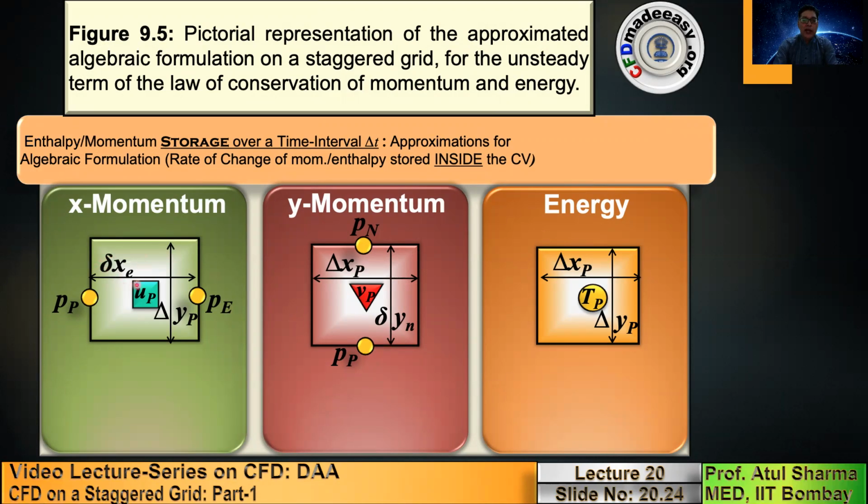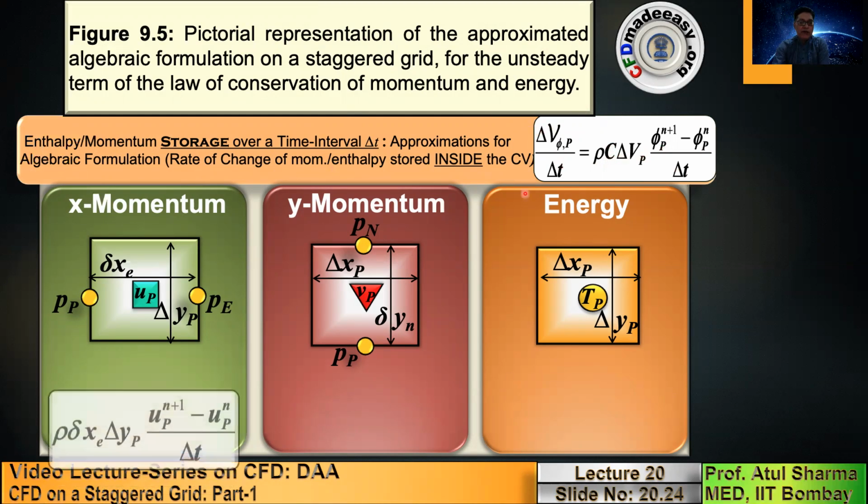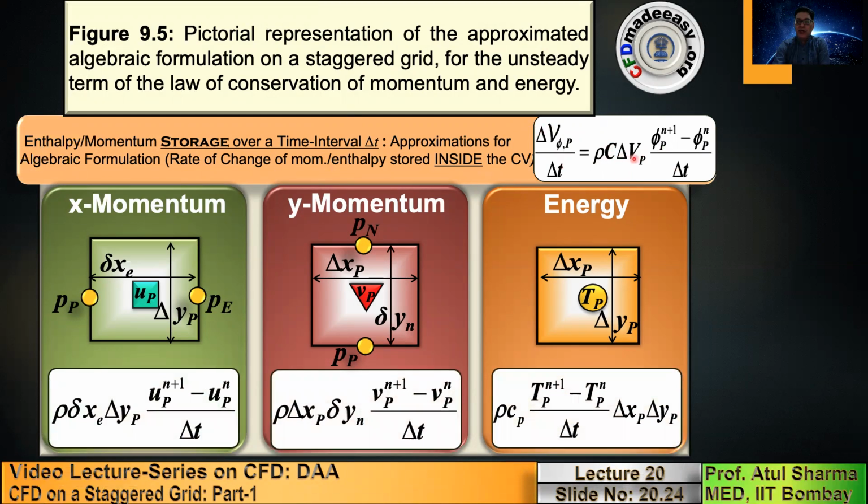That's why I would like to highlight this, especially for a non-uniform Cartesian grid. It doesn't matter for a uniform Cartesian grid. As presented in the previous lecture number 19, for a staggered grid, the rate of change of momentum or enthalpy stored inside the control volume is presented here in a generic form, where C is 1 and phi is U, you get x momentum, and if C is 1 and phi is V, you get y momentum, and if C is Cp and phi is T, then you get the energy equation.